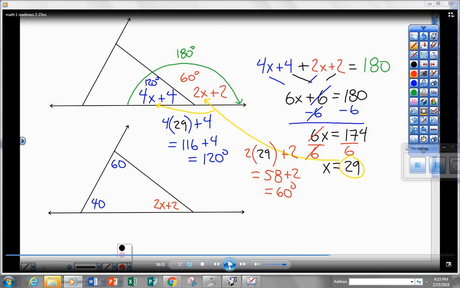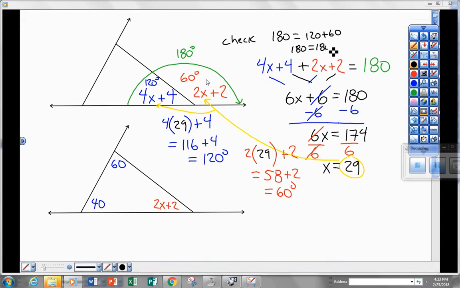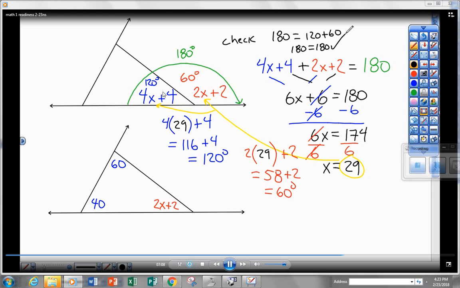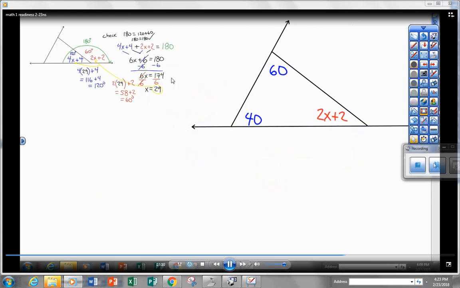So now for me to do my check, if I add these two angles up, they should equal 180. And in fact, they do. So 180 equals 120 plus 60. That check shows that it works. And again, sorry that my diagram didn't really match up literally, but that's okay. Algebraically it did.